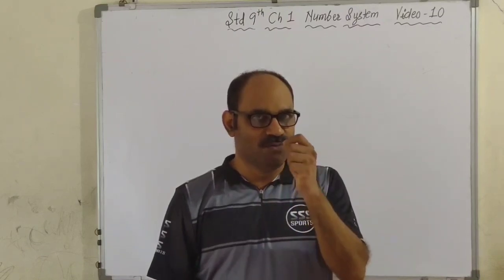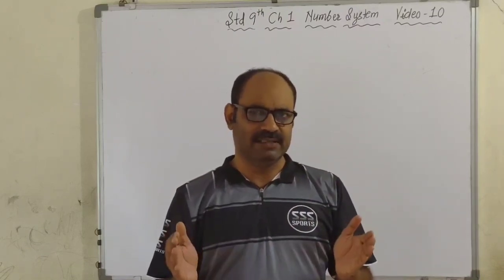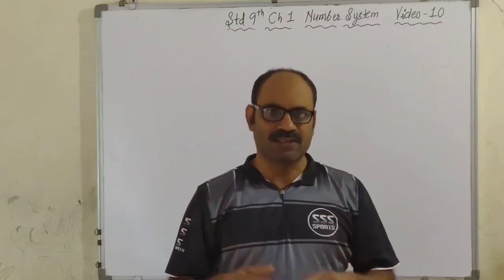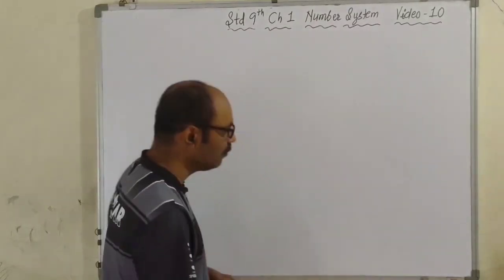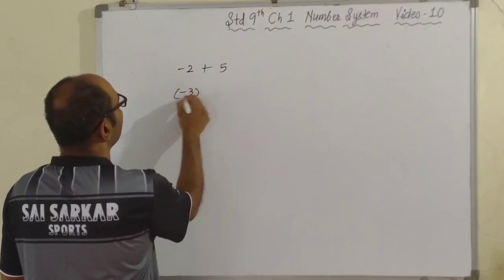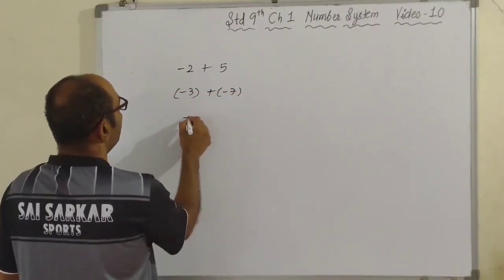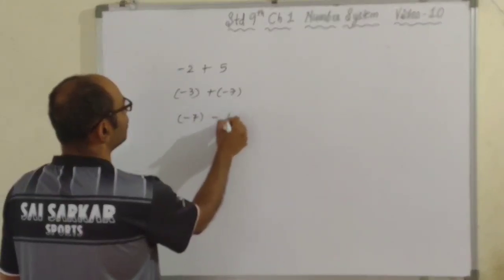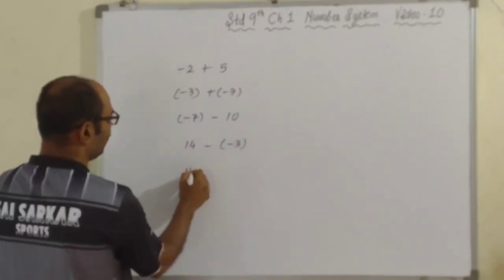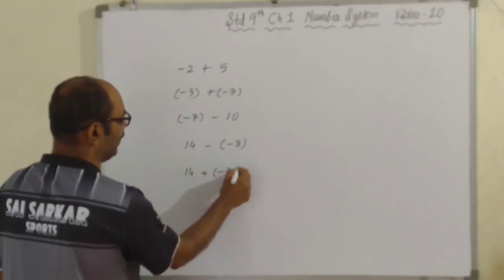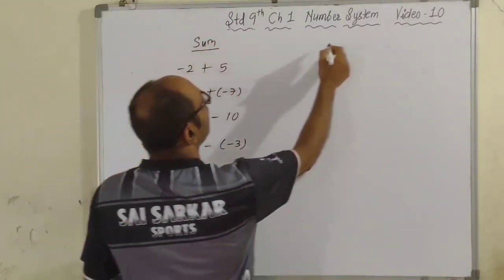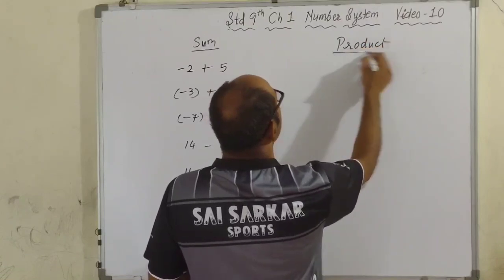Okay, but before moving to that expansion, a few things. Some children, I don't know whether they are doing it correctly or not. So let's recall a few concepts that you have already learned. It's about integers. Minus 2 plus 5, minus 3 plus minus 7, minus 7 minus 10, 14 minus minus 3, 14 plus minus 20. All right, and here I'm going to find the sum, and here I'm going to find the product of the same integers.